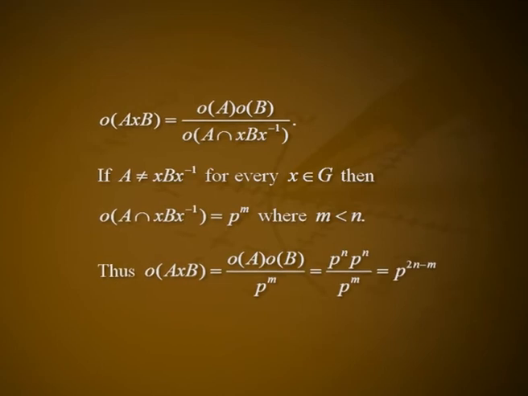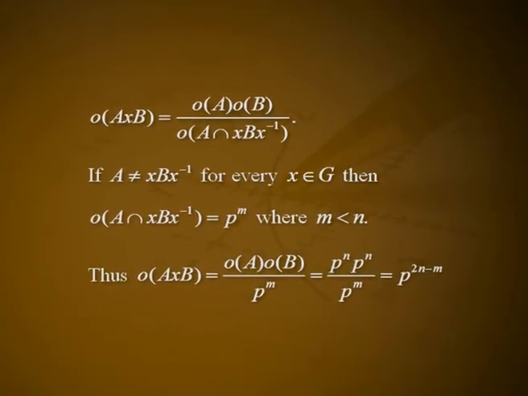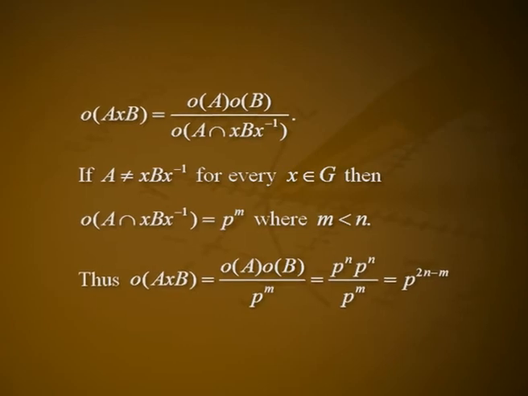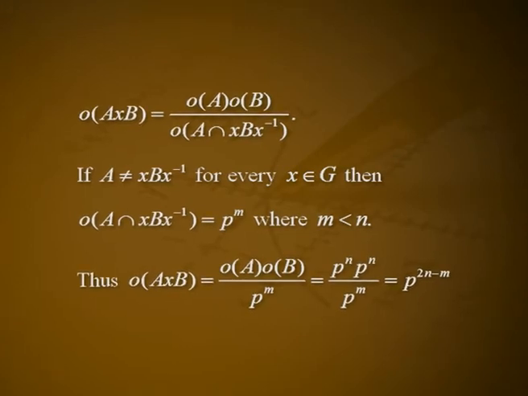Decompose G into double cosets of A and B. G is equal to the union of AxB. By Lemma 3, the order of AxB is equal to the order of A times the order of B by the order of A ∩ xBx⁻¹. If A is not equal to xBx⁻¹ for every x belongs to G, then the order of A ∩ xBx⁻¹ is equal to p^m, where m < n. Thus, the order of AxB is equal to the order of A times the order of B by p^m, that is equal to p^n times p^n by p^m, that is equal to p^{2n-m}, and 2n - m ≥ n + 1.